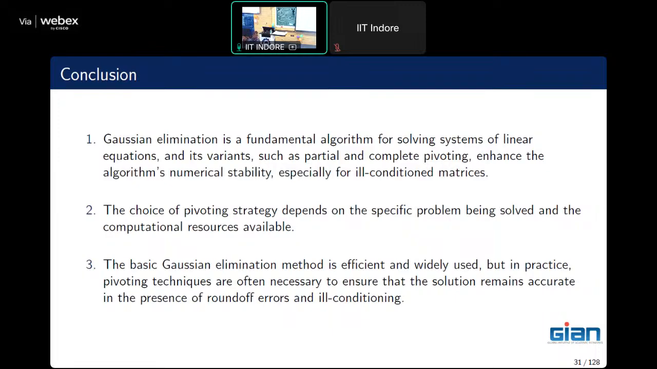But from a computational point of view, there are applications with matrices in data science, machine learning, and many complex problems, NP-hard problems. In such cases, everything is dealt with elimination. In such problems, one needs to be careful while using the LU operation. Basic Gaussian elimination is efficient and widely used, but in practice pivoting techniques are often necessary to ensure the solution remains accurate in the presence of round-off error and inconsistency.